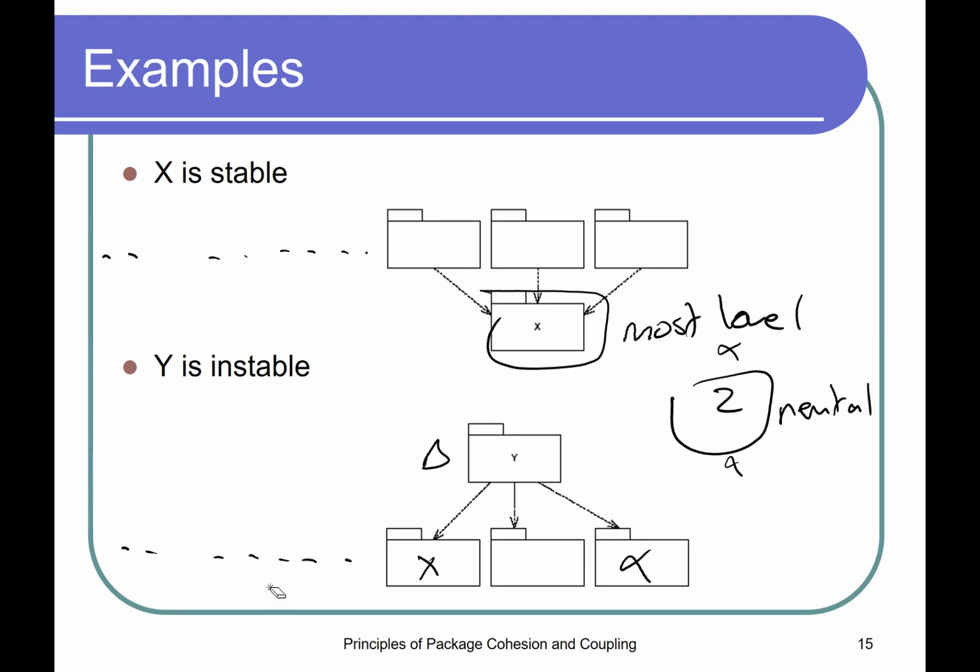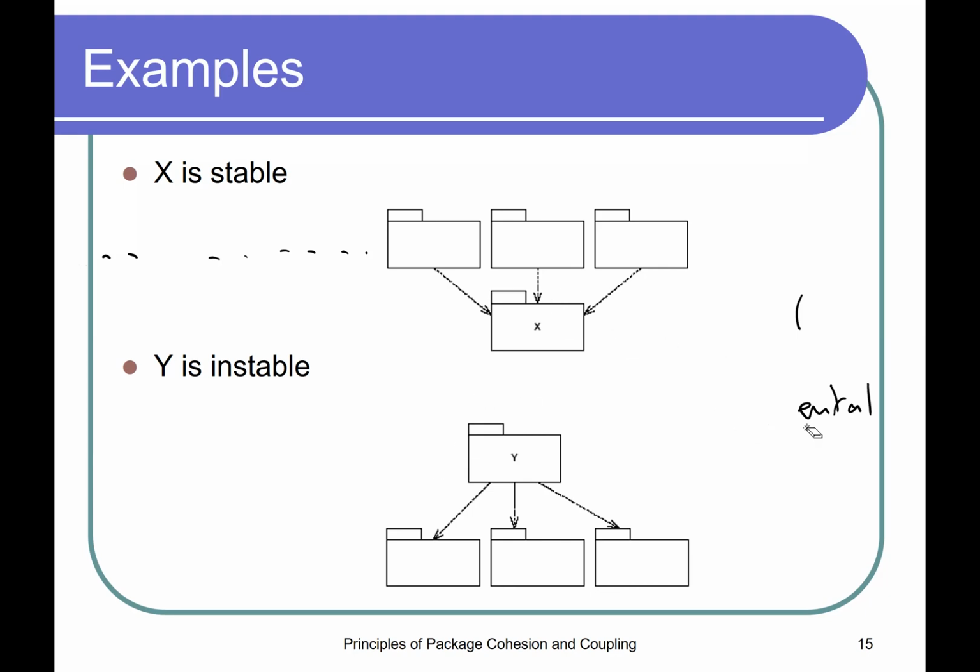So my formula here for stability would be a ratio between the incoming arrows and the outgoing arrows. Now we have, like I said, the neutral situation over here. All right. Fine.